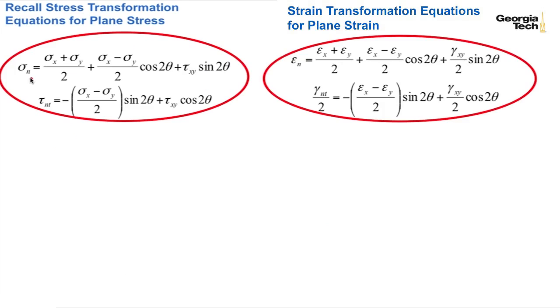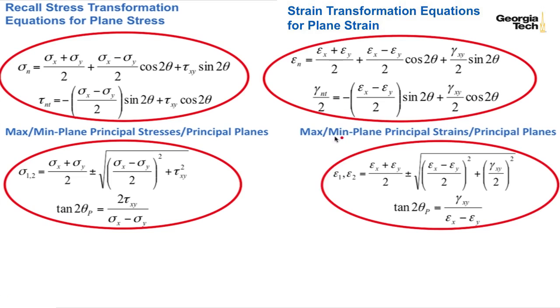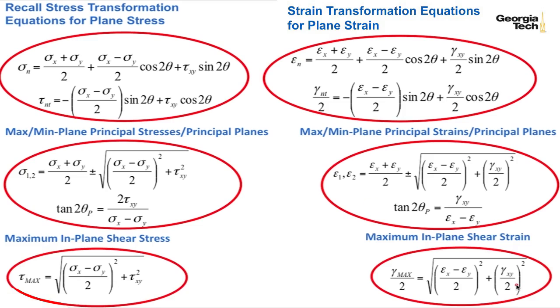And so you can see that the normal stress corresponds mathematically, same term as the normal strain. Sigma x, sigma y correspond to epsilon x, epsilon y, etc. And so that means when we developed the max and min principal stresses on principal planes, these equations that we developed for plane stress, since these are mathematically analogous equations, we can find the max and min in-plane principal strains in principal planes. And we can also find, like we did for the maximum in-plane shear stress, the maximum in-plane shear strain. So we have a complete analogy here.